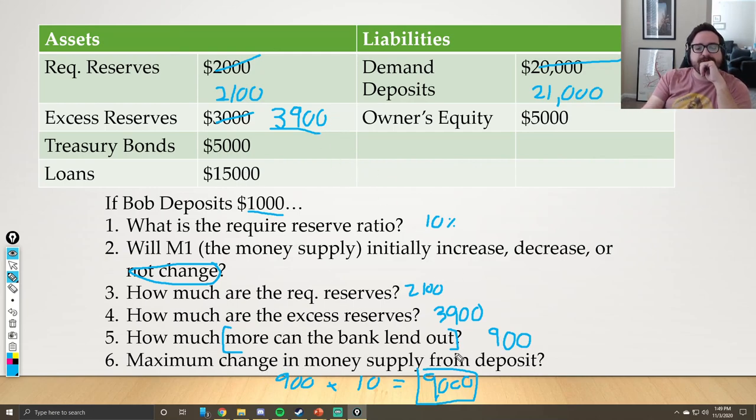And what's the maximum change in the money supply from that deposit? You take the change in the excess reserves. Excess reserves went up by 900. Multiply by the multiplier, 1 over 0.1, which is 10. Multiply it by $900.